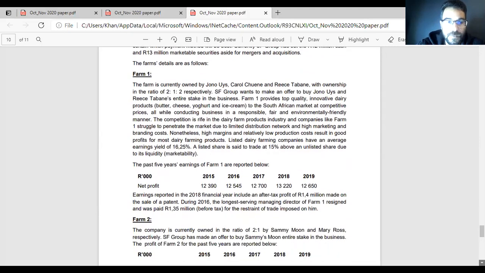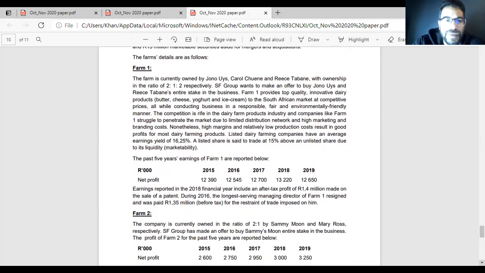Farm 1. The farm is currently owned by Jono, Carol, and Reese, with ownership in the ratio of 2:1:2. SF Group wants to make an offer to buy Jono and Reese's entire stake in the business. Farm 1 provides top quality innovative dairy products, butter, cheese, yogurt, and ice cream to the South African market at competitive prices, all while conducting business in a responsible, fair, and environmentally friendly manner.